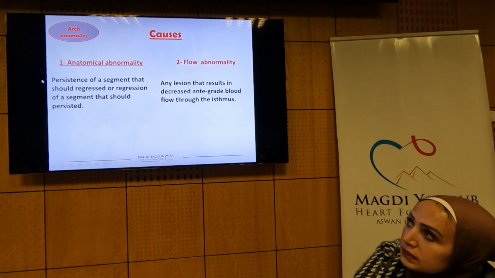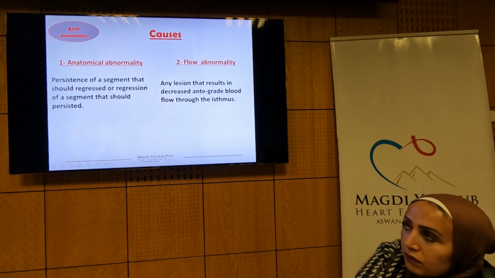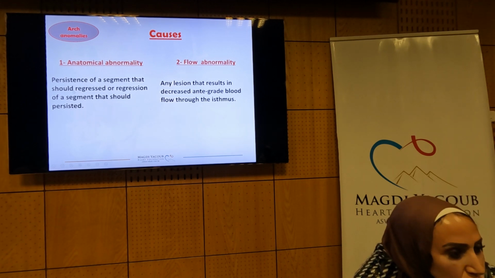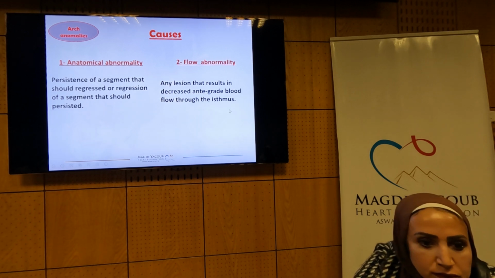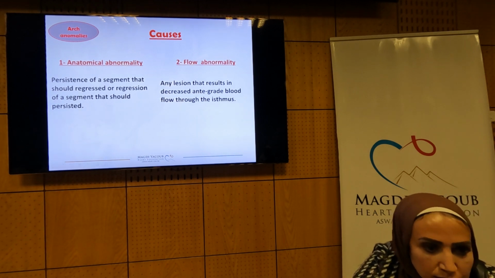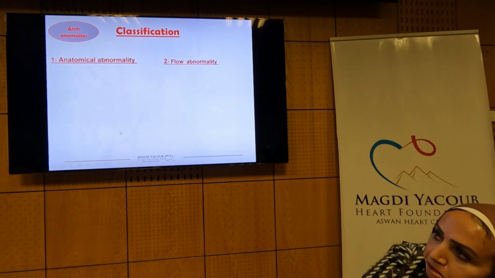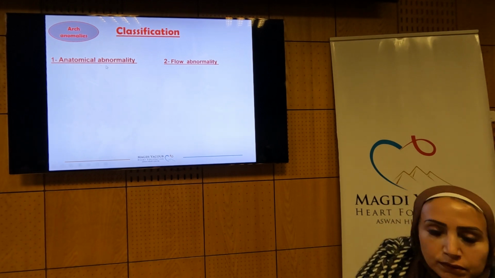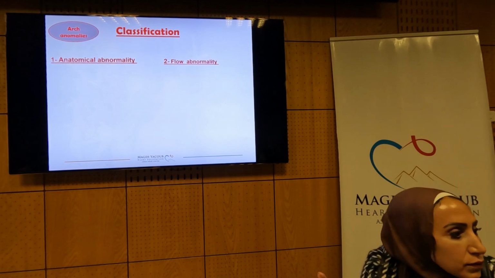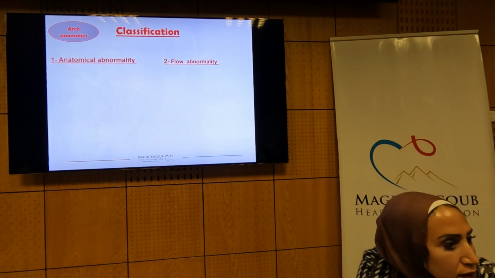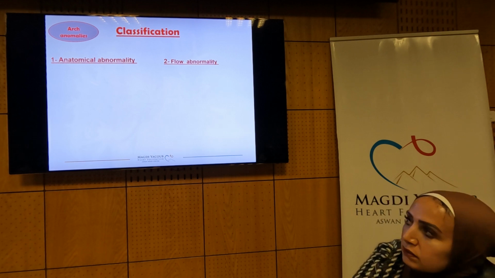So these are the causes of arch anomaly. Either it's an anatomical abnormality, regression of a segment that should be present, or presence of a segment that should have regressed, or the flow theory, where the isthmus does not supply enough blood to the descending aorta. We will talk first about the anatomical abnormality, and actually it will be fun. We will look at this cross-sectional area and think together about what we expect.